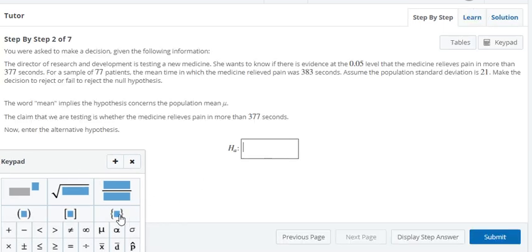Now it asks us for our alternative hypothesis. We got the mean, and our alternative hypothesis, our H of A, is our claim. It's what we're trying to show here. It's what we're trying to look at. So in this particular case, our claim is that we are greater than 377.